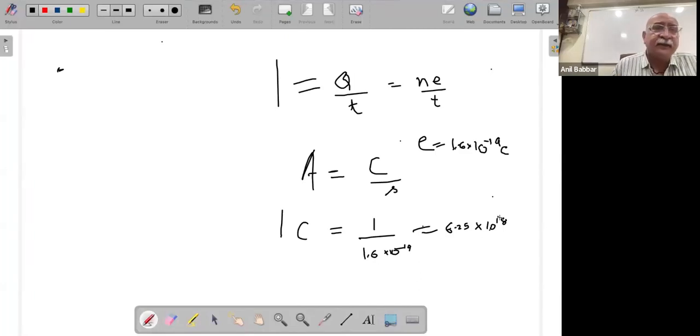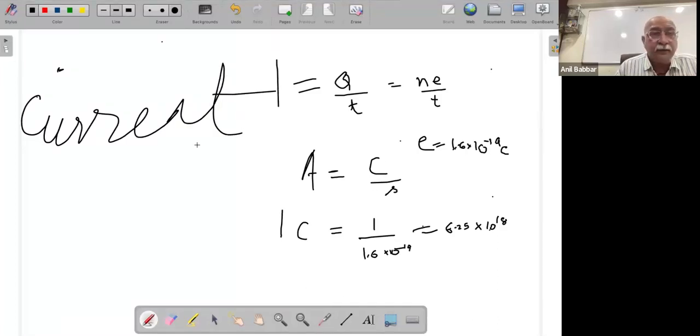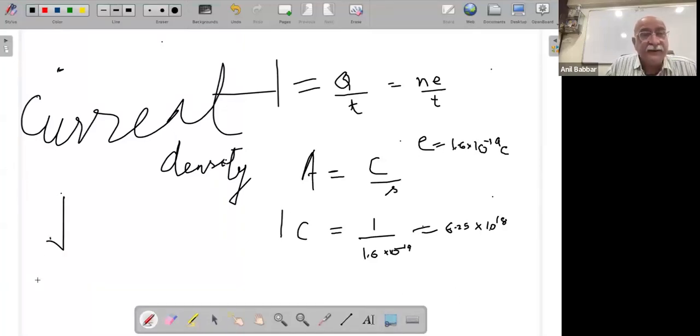Then comes the topic of current density. What is current density? Current density is denoted by J. J equals current upon area. This is current upon area, right?